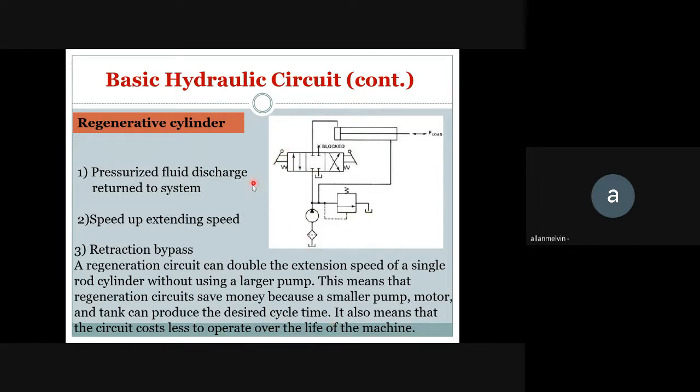So if you go to industry and they only give you very little money to develop the system, then you can consider this. Here you can still use a smaller pump, smaller motor and also tank, so you don't need to buy expensive ones. It can be within the budget, but it will still give the same result, the desired cycle time. Desired cycle time means the working time. So if you want the cylinder to extend within 10 seconds, it can be achieved by doing this. That is what we call a regenerative cylinder.